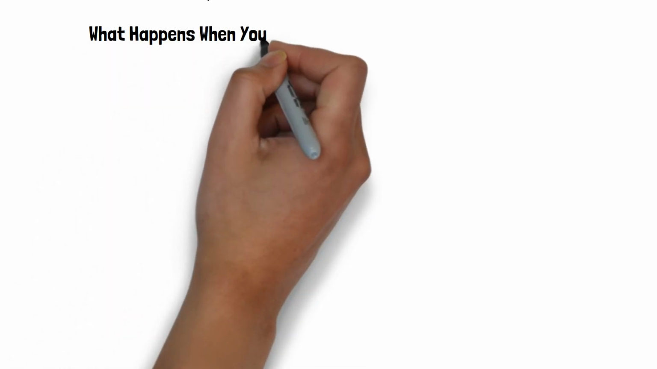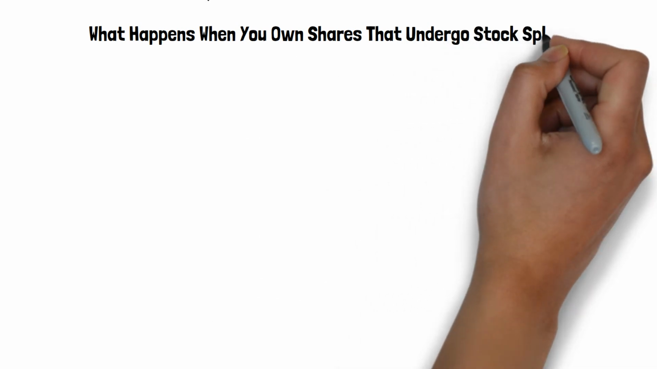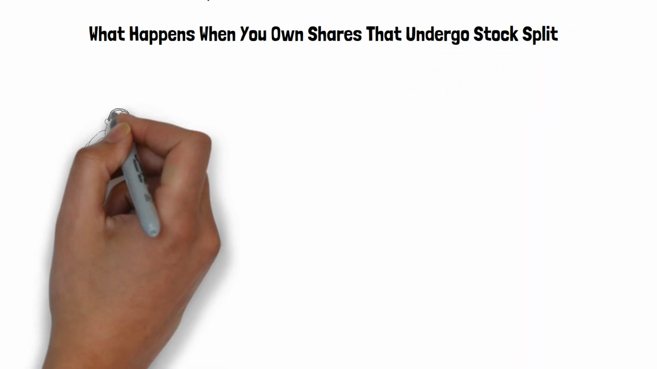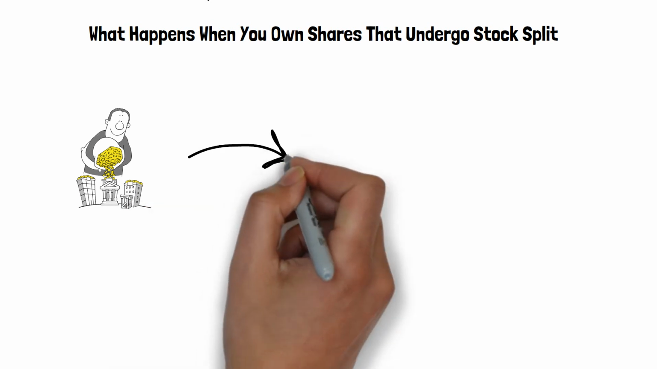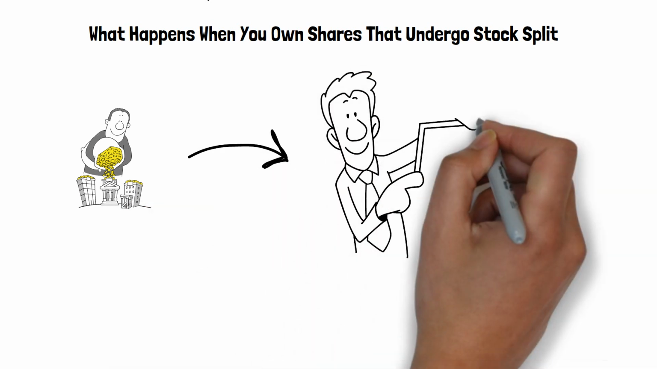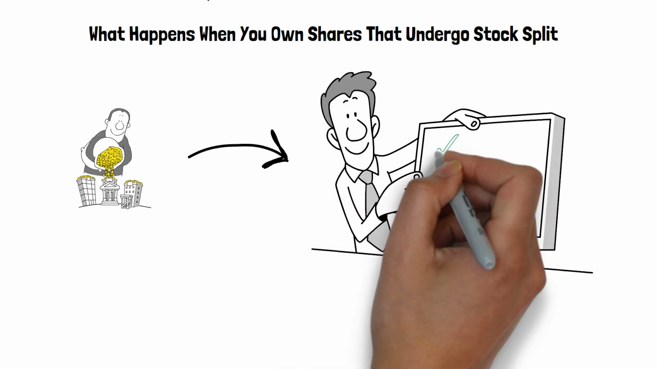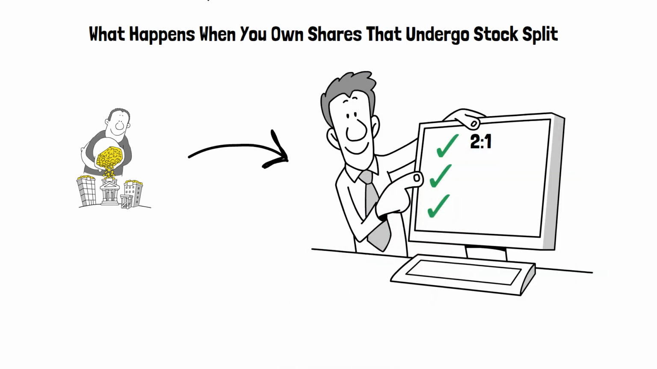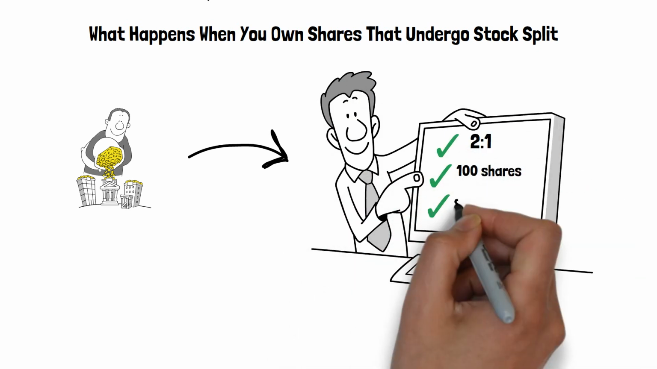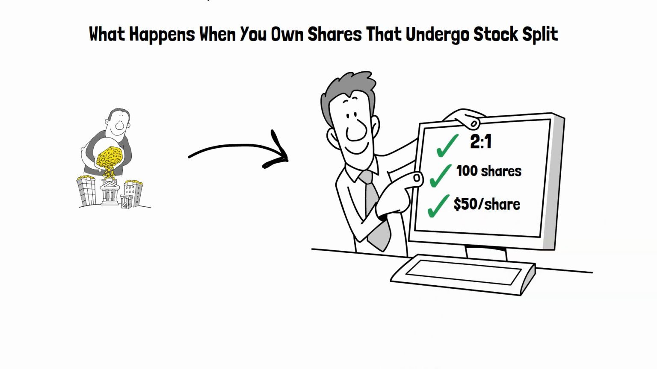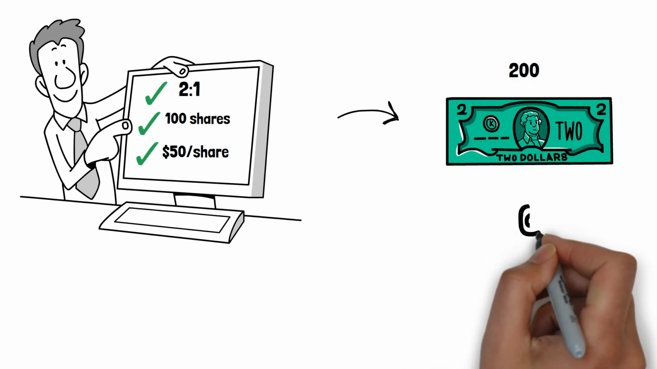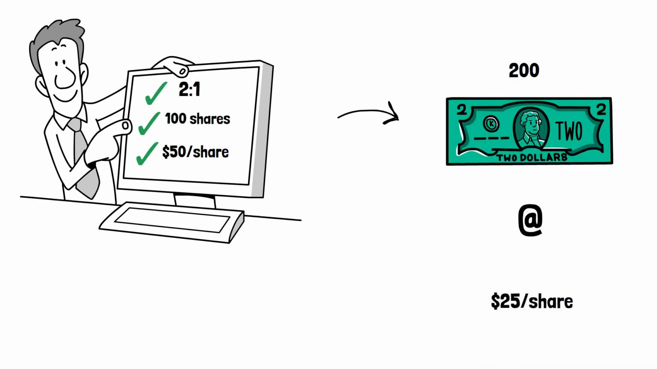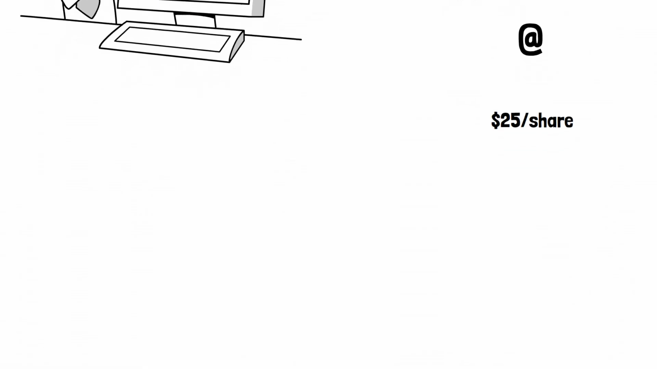Let's take a look at what happens if you own shares that undergo a stock split. When a stock splits, brokers will credit shareholders with additional shares, which are reduced in price depending on the ratio split. For instance, let's assume you're undergoing a 2-for-1 stock split and you owned 100 shares that were trading at $50 a share before the split. With the split, you would then own 200 shares at $25 a piece. Your broker would handle this transaction automatically, so there would be nothing to do on your end.